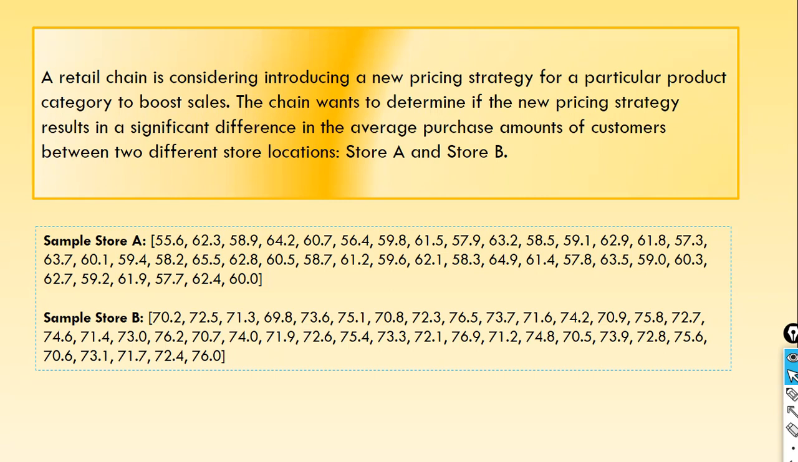In this case, the retail chain wants to determine if the new pricing strategy results in a significant variance in the average purchase amounts of customers between two different store locations, store A and store B. You have a store in the north region of your city and one in the south region. You have two retail stores, and you change the prices. After changing the prices, probably you reduce the price or increase it a little bit.